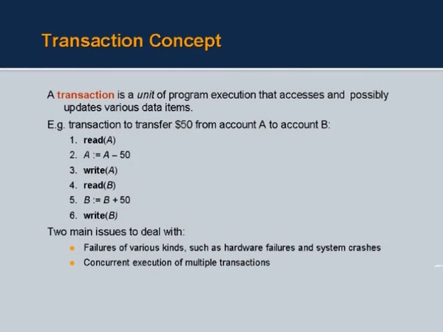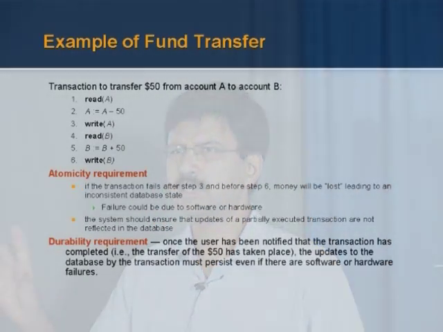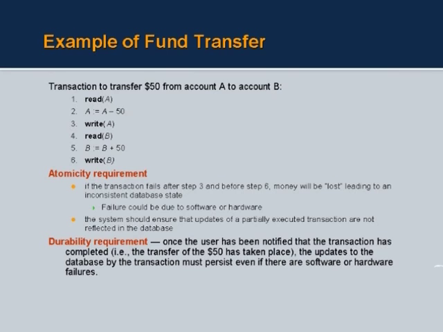What to do in the presence of such failures? The second kind of problem is because multiple transactions may execute concurrently. Why should they even execute concurrently? I'll describe that a bit later. So coming back to this simple transaction, what are some of the requirements of this transaction?